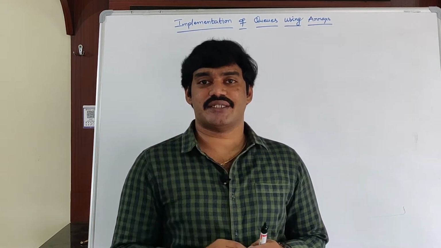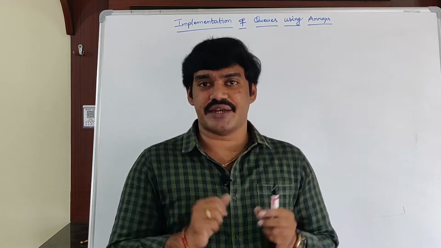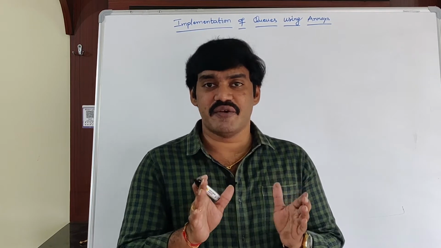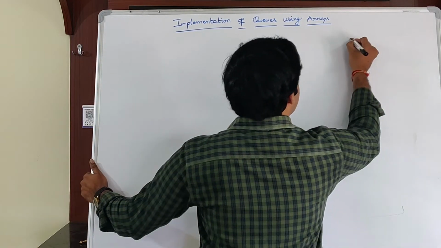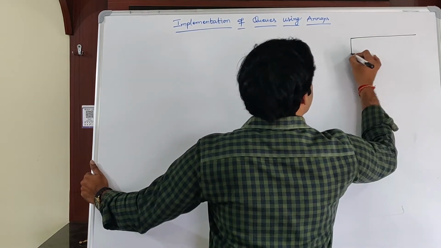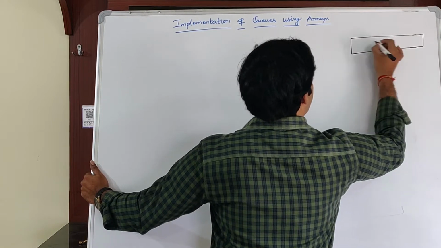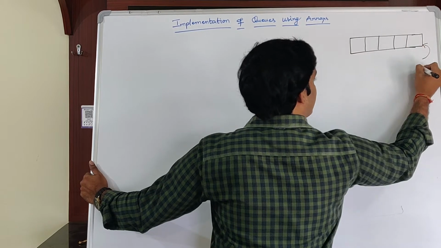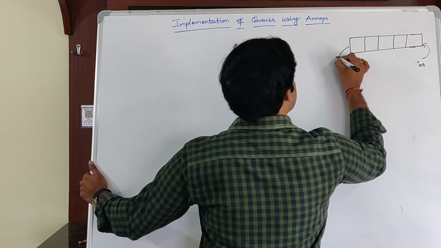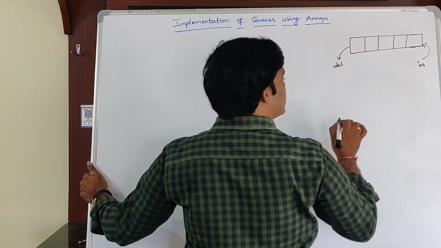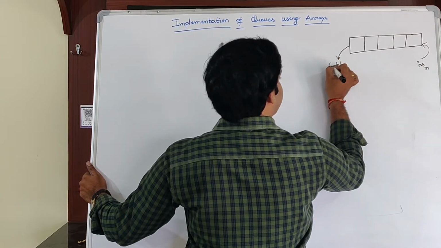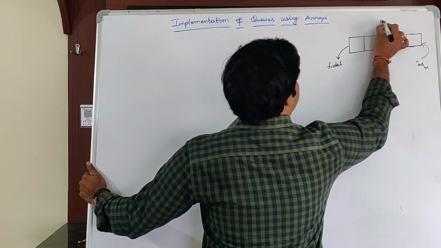What is a queue data structure? It is a linear data structure in which insertions and deletions are performed from different ends. So insertions are from this end and deletions are from this end. In general, insertions are from rear end, deletions are from front end. The name of the queue is queue.